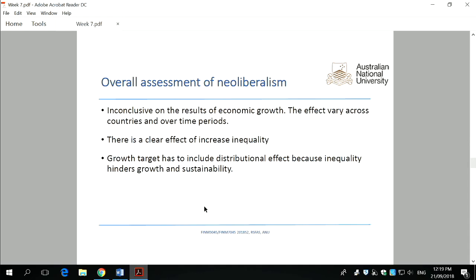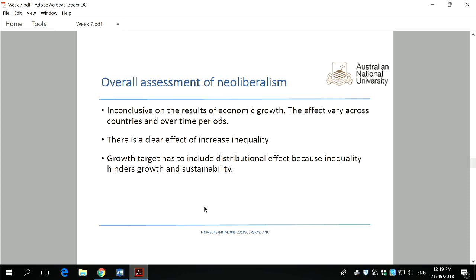And then there was quite a lot of criticism that I'm going to come to. Let me just say the overall assessment of neoliberalism first, right? We showed many countries' experience. Basically from this experience, it's inconclusive on the results of economic outcome when they implement neoliberalism. In some countries it goes well, in some it goes very badly. The details of how you implement it, to what degree and what timing, are much more important. The effect varies from country to country and also over time.